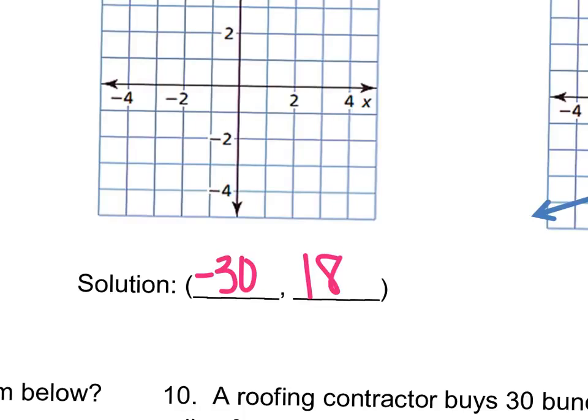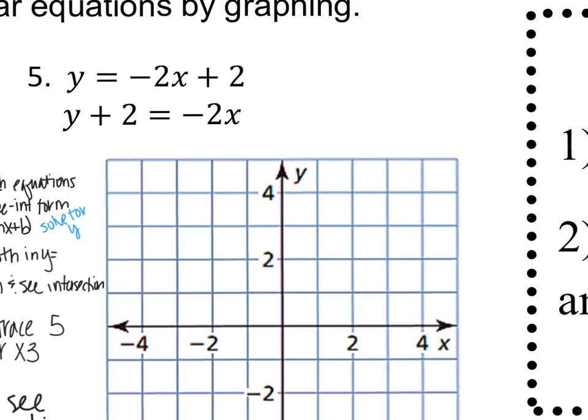That's what you should get. If you didn't get that, please raise your hand and ask your teacher, because you need to make sure that you are getting that ordered pair. So now we're going to go back and do problem number 5. So number 5 says y equals negative 2x plus 2. So that equation is good to go, ready for us to put in y equals.